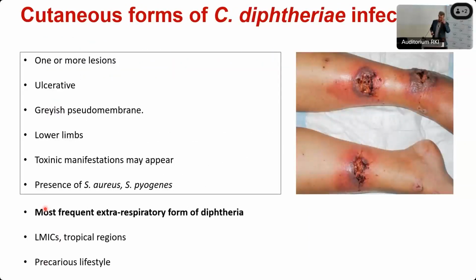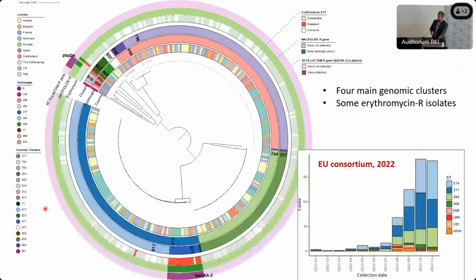The cutaneous forms of diphtheria are less known than the classical respiratory form, although this is a very common type of infection in tropical areas. And it probably plays an important role as a reservoir of diversity of diphtheria, even in vaccinated populations. So in our countries, in France, for example, these infections are associated with a very precarious lifestyle. Most of the cases are homeless people, for example. Now, what about genomics of this outbreak?